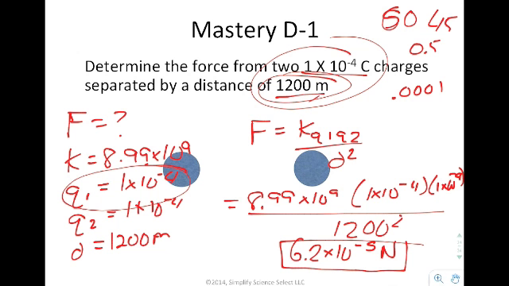So you end up getting more of a force than you do for the gravitational force between two people who are right next to each other. So the electromagnetic force is much, much, much stronger than the gravitational force.